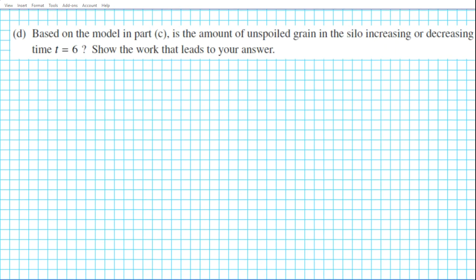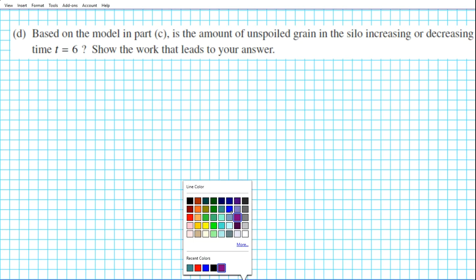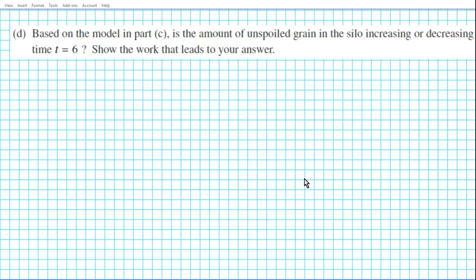Let's take a look at the last part of question 1. It says, based on the model in part C, is the amount of unspoiled grain in the silo increasing or decreasing at time t equals 6? Show the work that leads to your answer. Believe it or not, this is another typical AP Calculus AB question where quantity is being added and quantity is being removed, and you'll be asked if the amount is increasing or decreasing at a particular point in time.